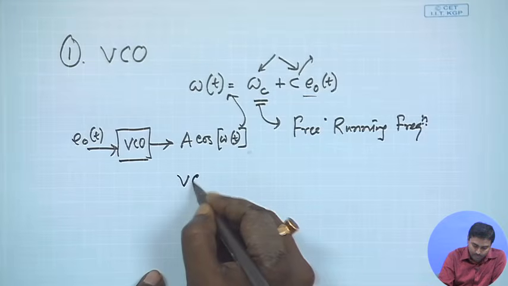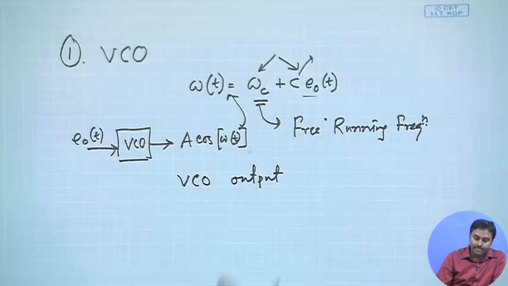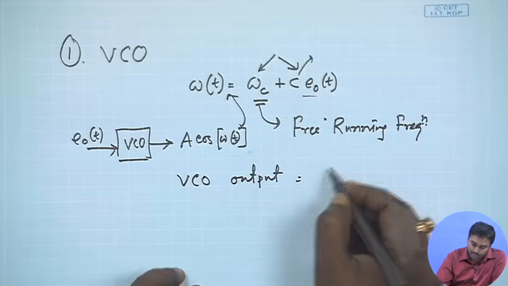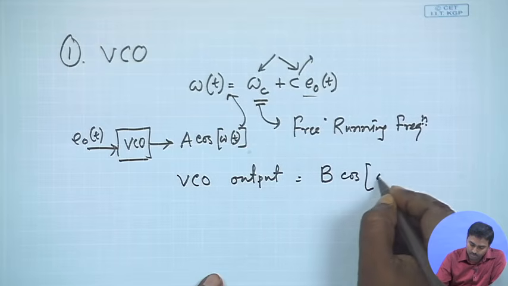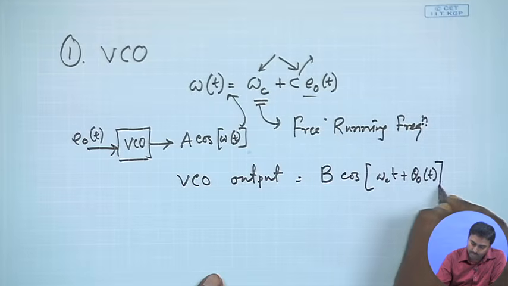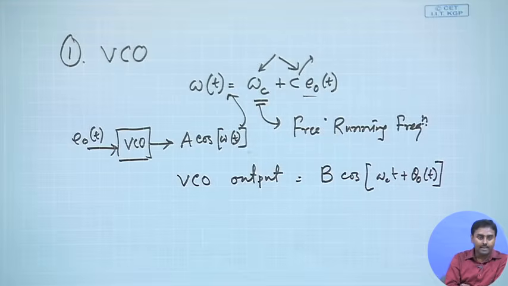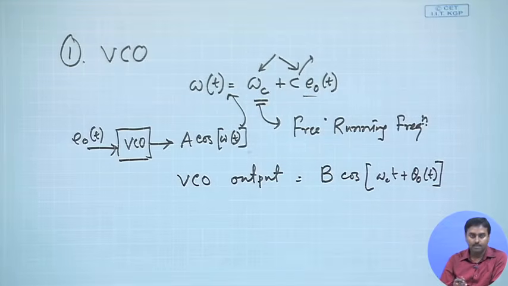So, I can see this. Now, let us say the VCO output. So, the VCO, if it is running at this frequency, what should we get? Let us say the VCO output, according to my target, is some B cos(omega c t plus theta output(t)). Okay. So, this is my target. I want a VCO which must run with this frequency and phase.